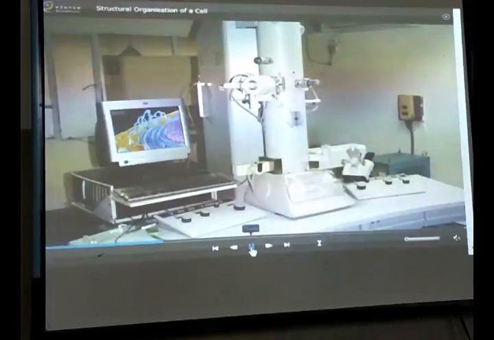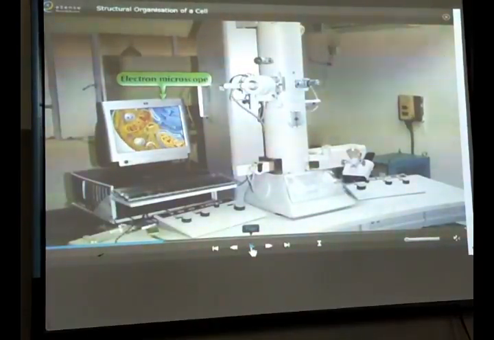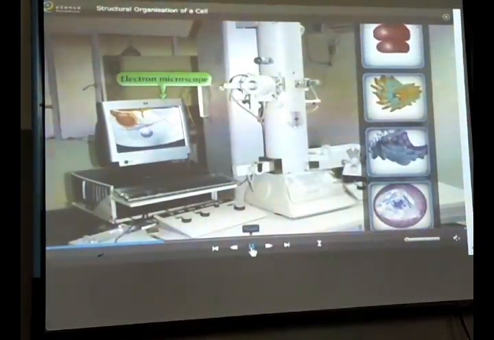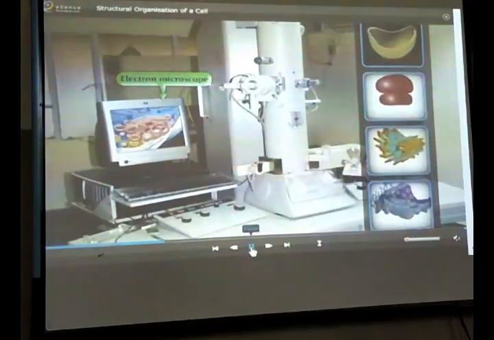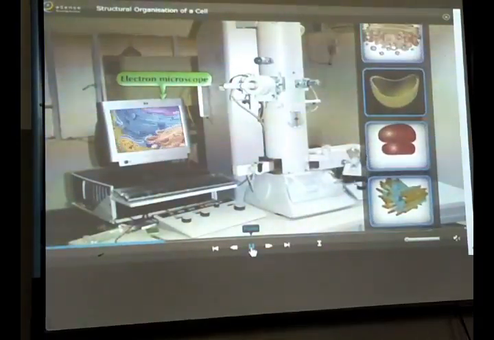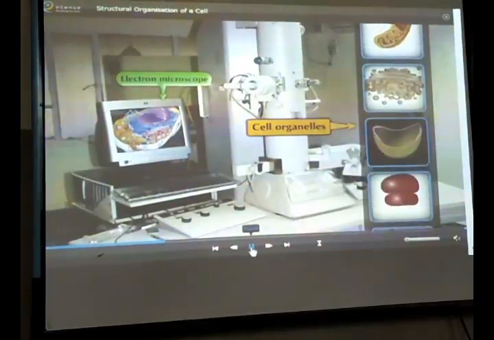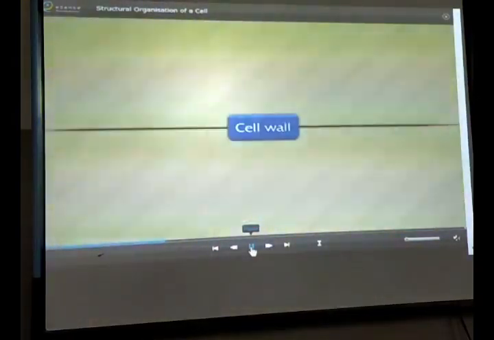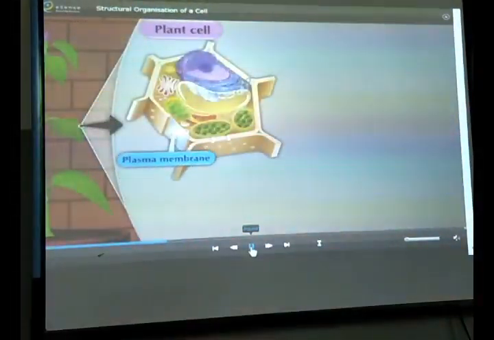Here we can understand through the electron microscope how cells are working, and how exit and entry take place through the permeable cell membrane, and how some organelles inside are working. Here you can see one plant cell is given, and the plasma membrane also. So it contains a cell wall.